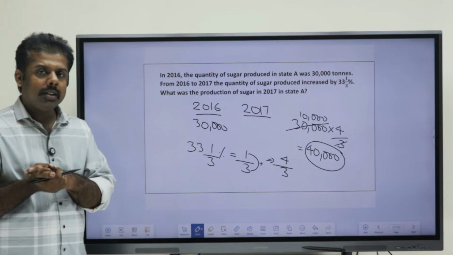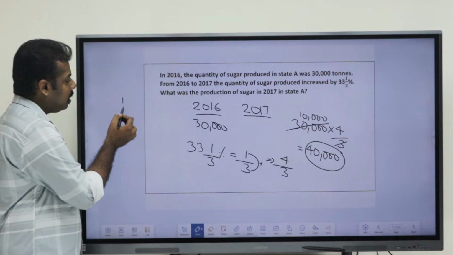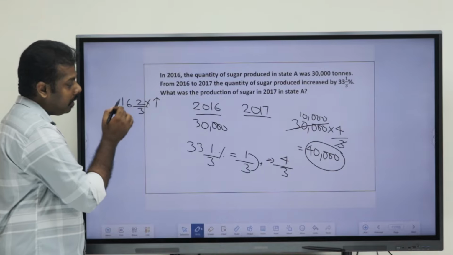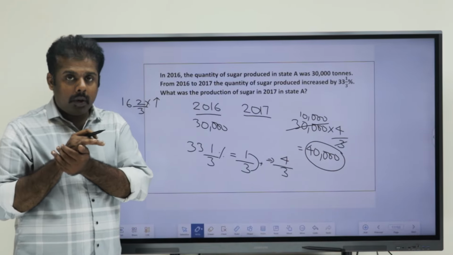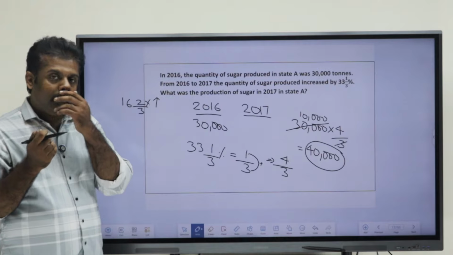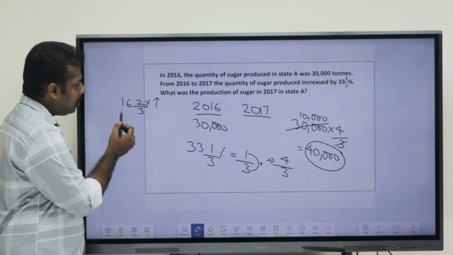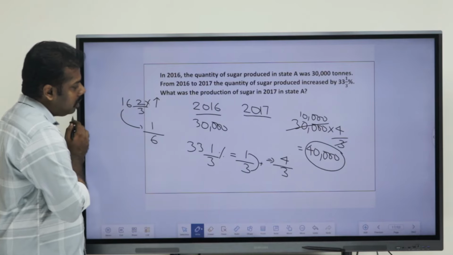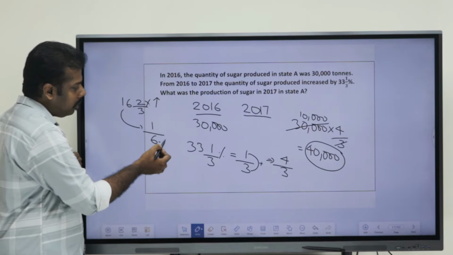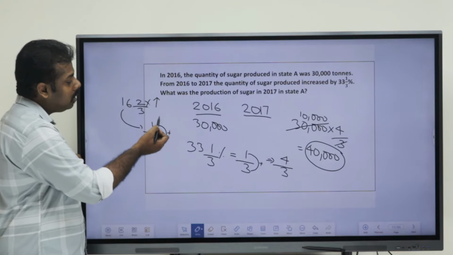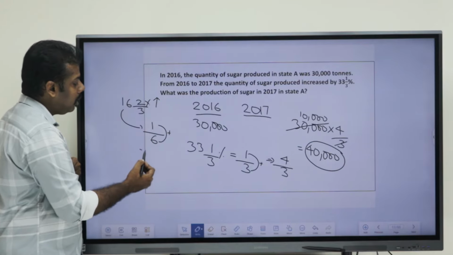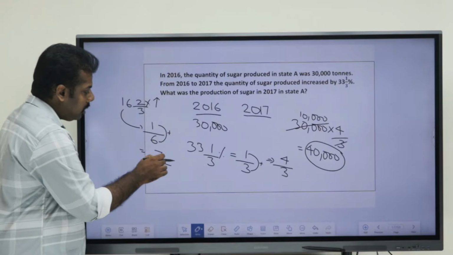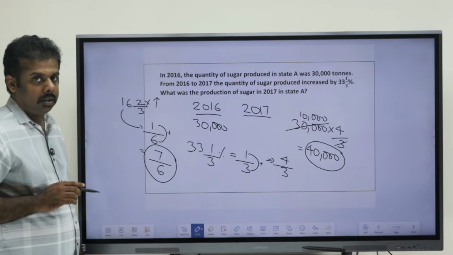We can just take an example as well. Say they were saying that there is an increase of 16 2/3 percentage, an increase in the production of 16 2/3, then what will be the fraction? I hope you have understood that. That is 1/6. So, for a 1/6 increase, what do you have to do? Just add the terms in the numerator and denominator, place that value in the numerator, and the denominator is the same. So, we can say the value will be 7/6 of the initial value.